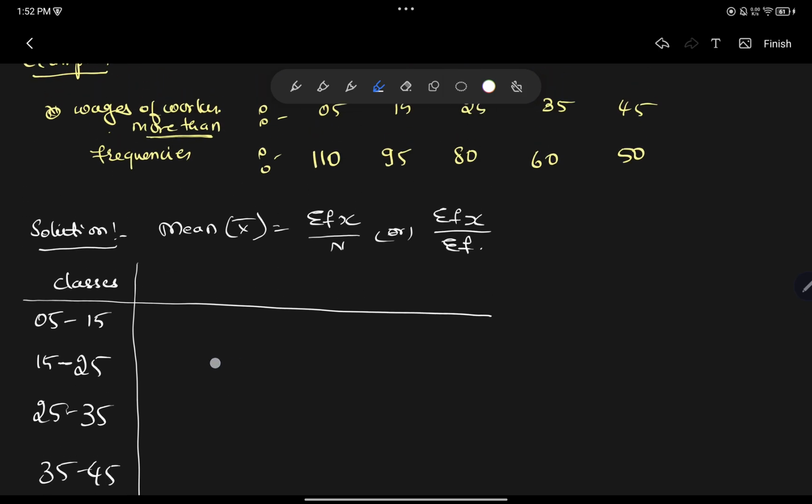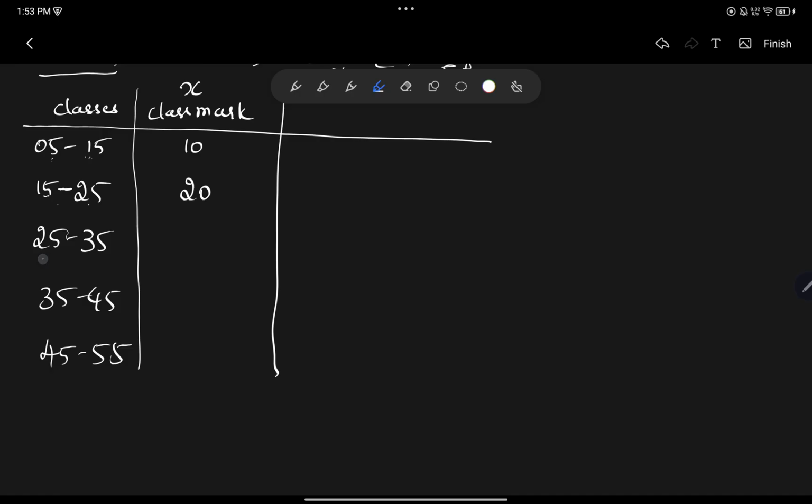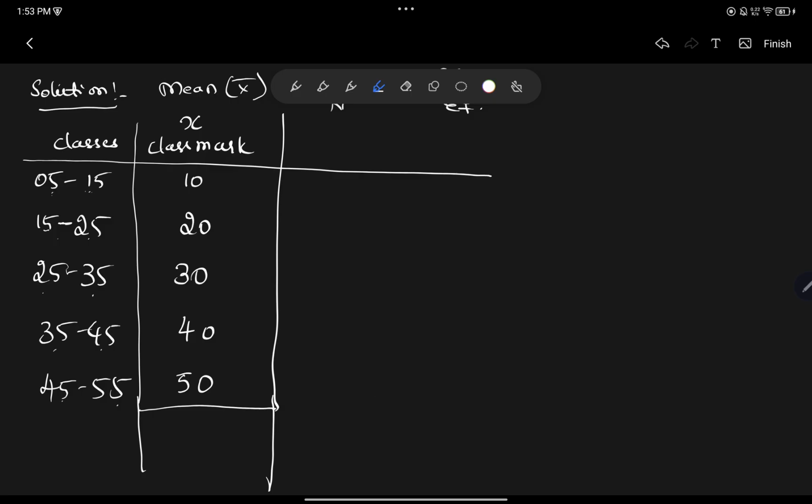Next, what we need to do first? We need to find out x, that is class mark. The mid value between 5 to 15 is 10. How did I get this? 5 plus 15 is 20. 20 divided by 2 is 10. 15 plus 25 is 40. 40 divided by 2 is 20. 25 plus 35 is 60. 60 divided by 2 is 30. 35 plus 45 is 80. 80 divided by 2 is 40. 45 plus 55 is 100. 100 divided by 2 is 50. So now I have got the x. X total we don't need.